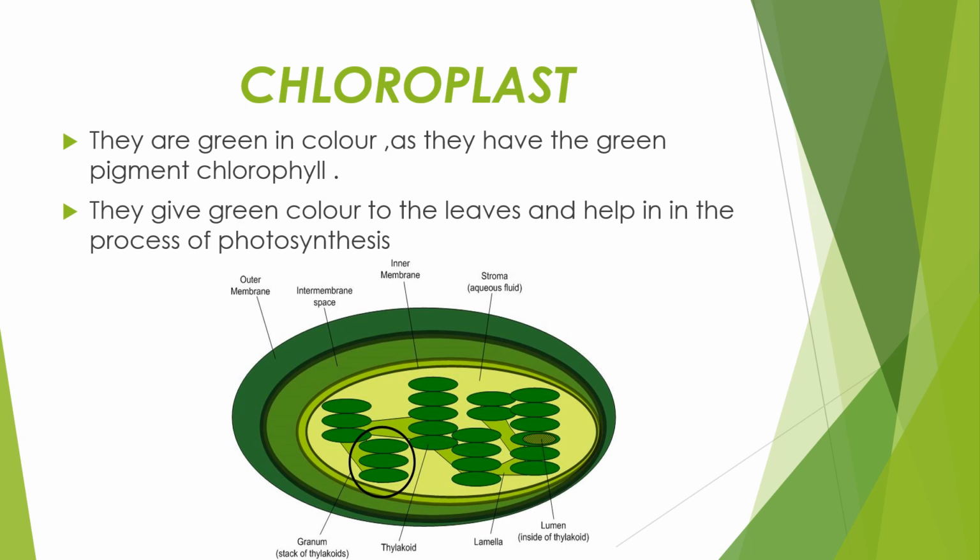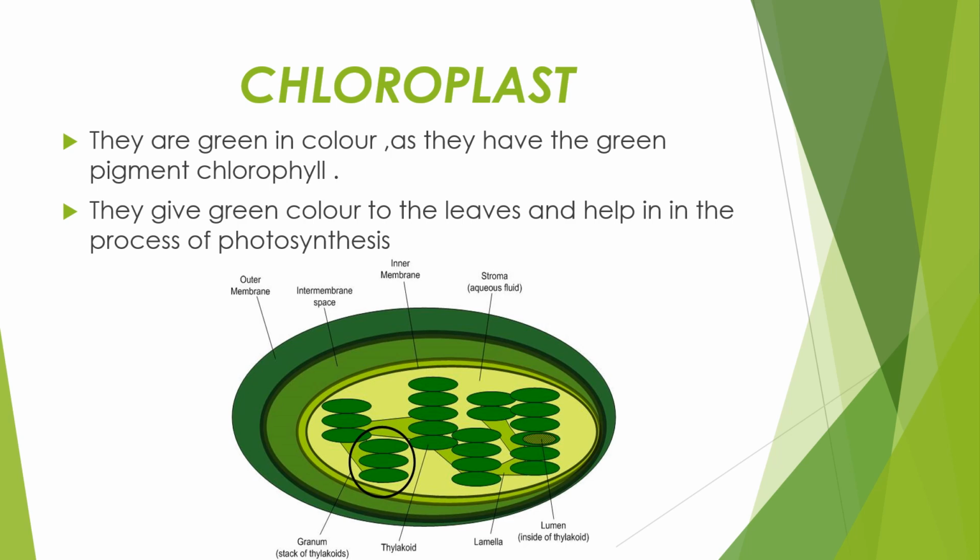Now next one, chloroplast. What is a chloroplast? Chloroplasts are green in color. You can see in the diagram also. Why are they green in color? Because of the pigment chlorophyll. And because of this pigment chlorophyll, plants have a green color. Leaves have the green color. This we have done in the first chapter also, in the plant life chapter.